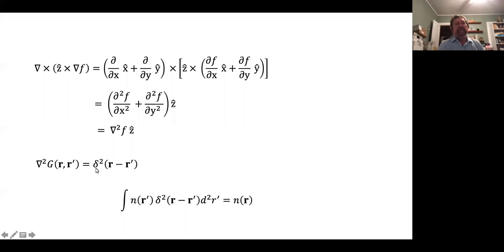And of course the two-dimensional delta function has just got the property that if I take any function of r prime, multiply by the two-dimensional delta function of r minus r prime, and integrate over r prime, I'll pull out the value of the function at the point r. That's just the definition of the two-dimensional delta function.